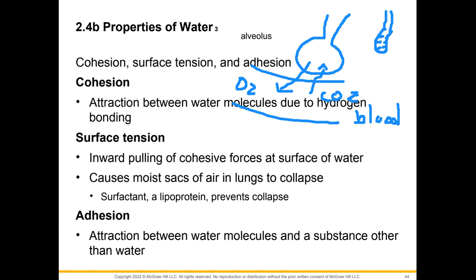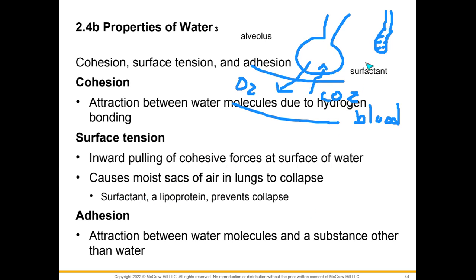Surfactant is an amphipathic molecule that prevents this water adhesion, like you see here: attraction between water molecules due to hydrogen bonding. Surface tension is the inward pulling. Because of this surface tension, the moist sacs of the lungs collapse. But if you add surfactant, this will prevent it.